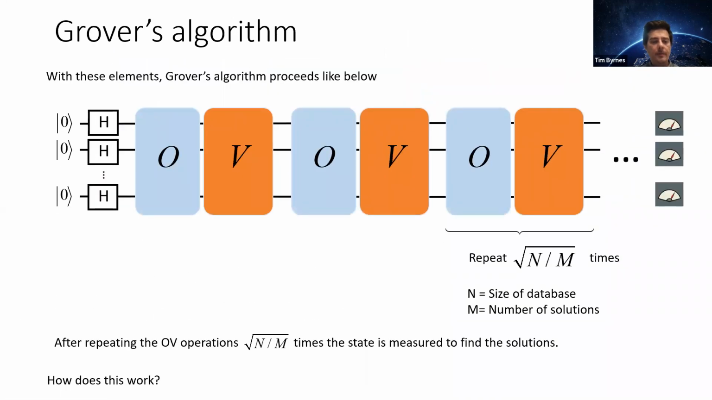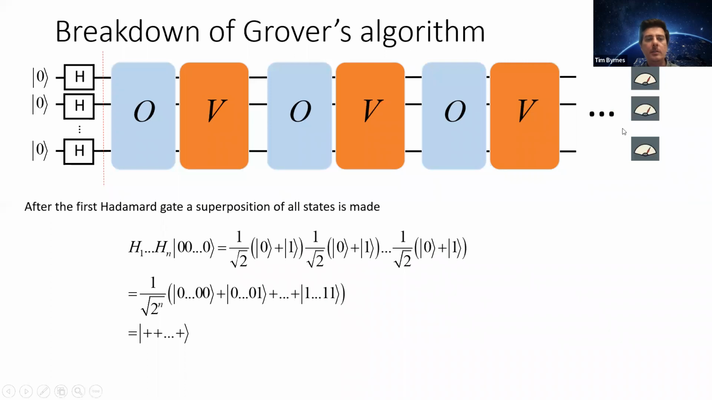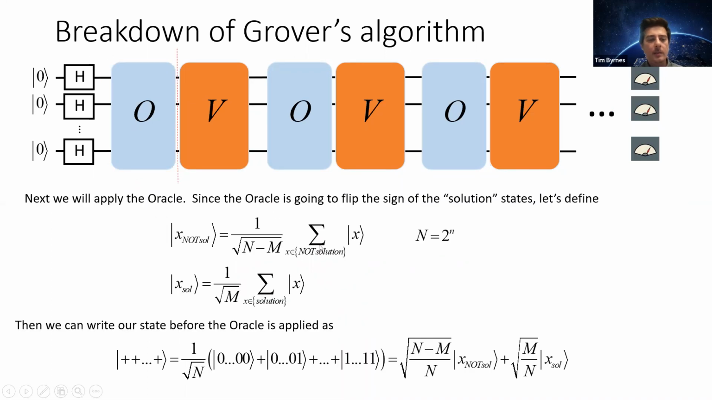Oops, too far. All right. So that's the first step. Okay. Now let's look at what happens when you apply this oracle state once. Remember, what the oracle does is just apply a minus sign on the solution states.